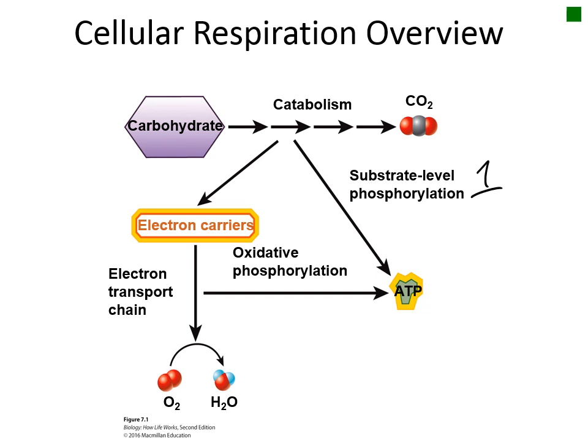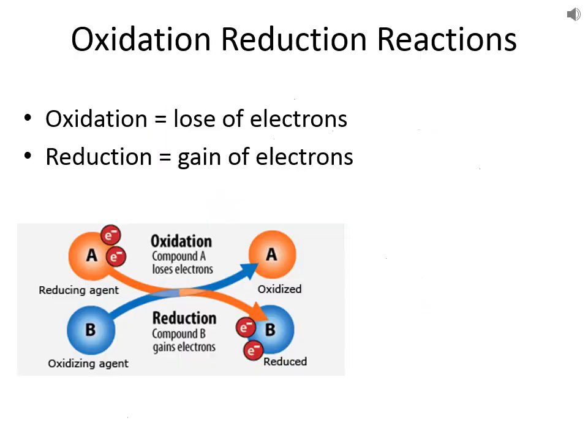The second process uses energy in electrons transported by electron carriers to the electron transport chain. During the transfer of electrons, energy is harvested to produce ATP. This is called oxidative phosphorylation and produces the majority of ATP in cellular respiration.